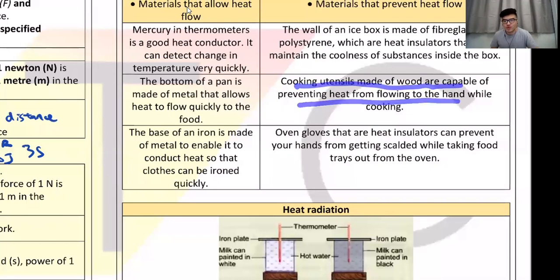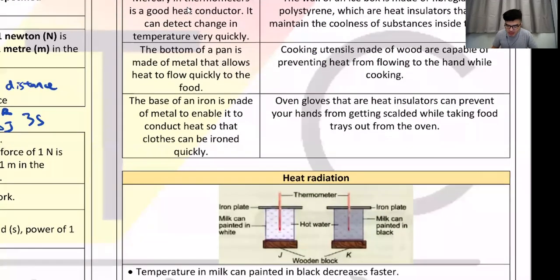That's why your handle is made from wood or plastic. And then oven gloves are heat insulators that can prevent your hand from getting scalded while taking the food tray out from the oven. So you use your, it's called mittens.